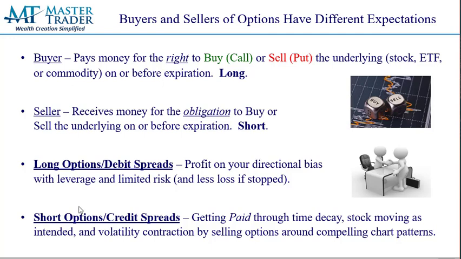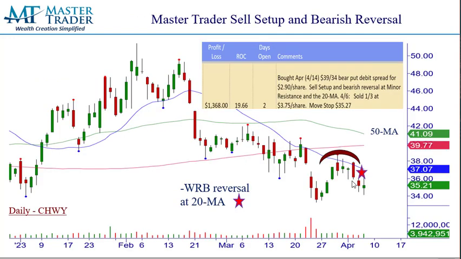We short options or credit spreads, the seller, and we get paid because we're collecting that premium that we received, and we earn that premium through time decay, and that time decay evaporates to the short options trading account as profit, unrealized gain. Also, as a stock moves in the intended direction with our technical-based approach, and also volatility contraction. Those are the 3 ways we make money selling options.